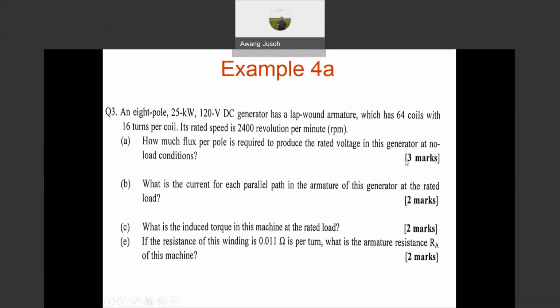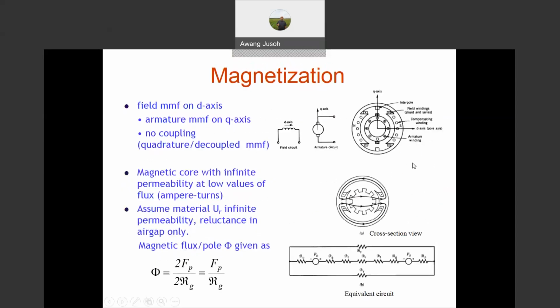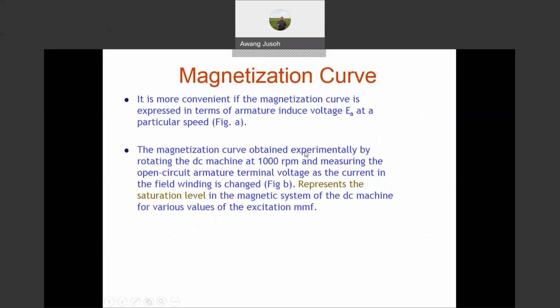Exercise 4A. I just put a new one here, just to make sure you get more insight and understanding about the calculation of the armature winding. This part we have done already before. Magnetization, basically we just want to know the curve.